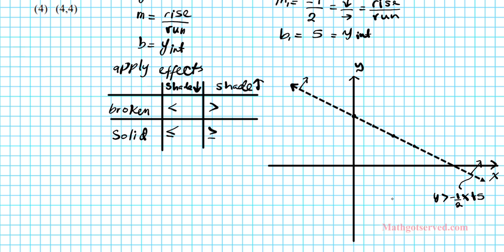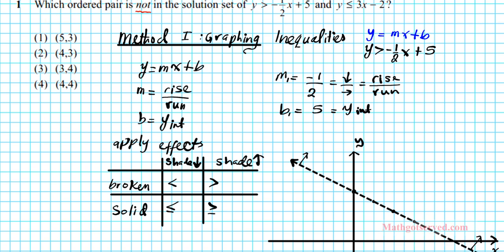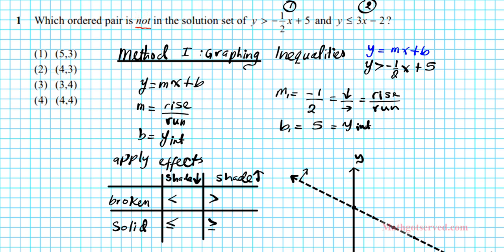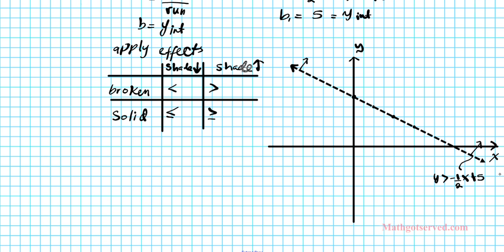Now what's the next line we're graphing? Let's graph line number 2. Okay, line 2, this one right here, y is less than or equal to 3x minus 2. So let's write it first. We're graphing y is less than or equal to 3x minus 2. Now following our steps, we need to find the slope and the y-intercept.